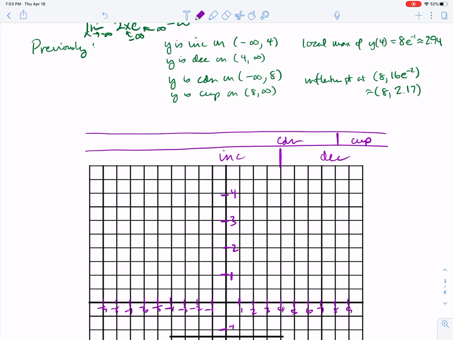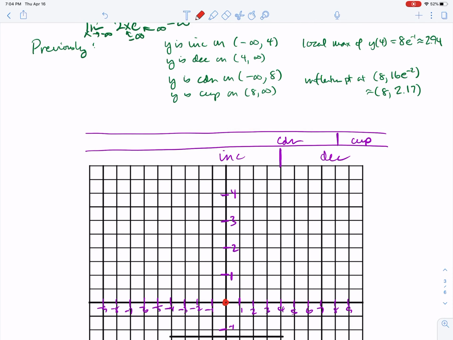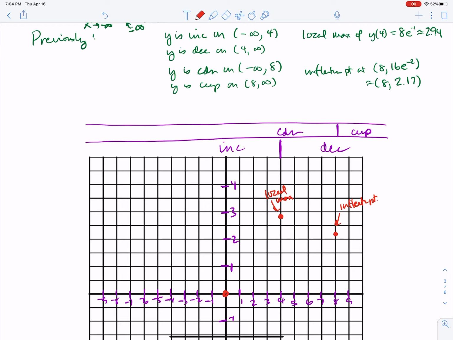And so let me plot my points of interest. I said my only intercept was here at the origin. I've got a max when x is equal to 4, and the y-coordinate is about 2.94, so it's just a little under 3. So this is a local max. And my local min, or my inflection point, I'm sorry, is at 8, and the number is just a little bit above 2. Right here.